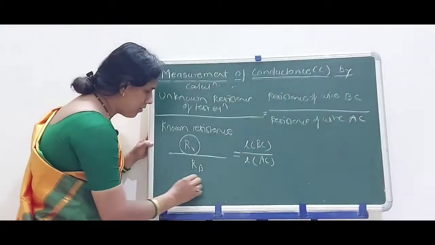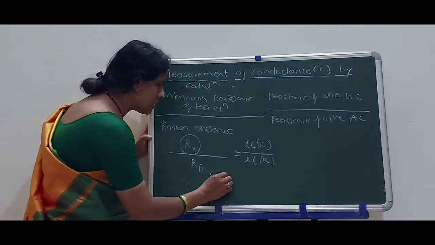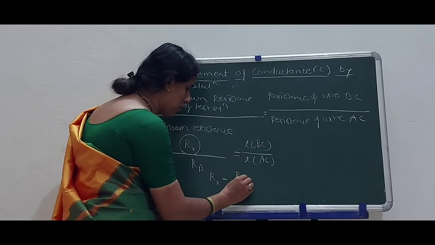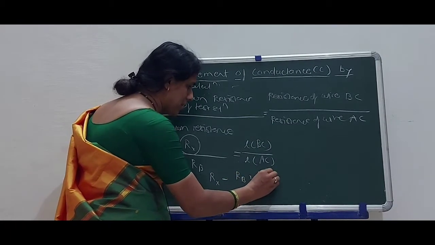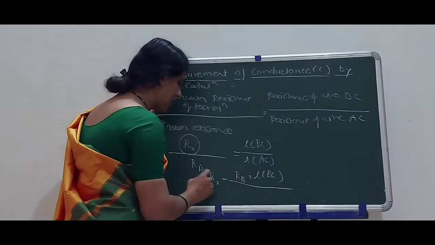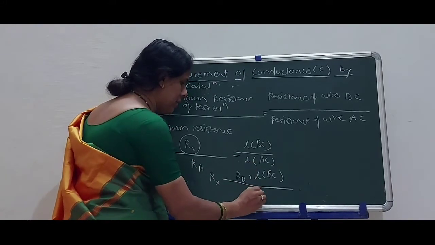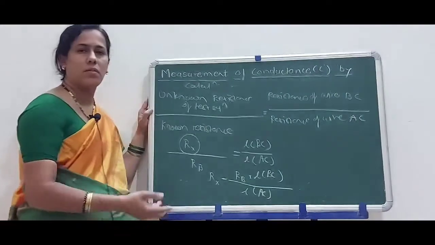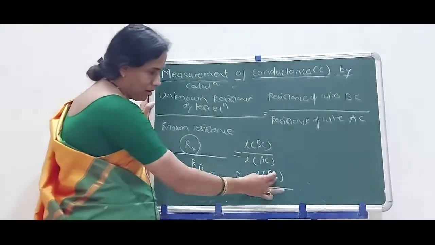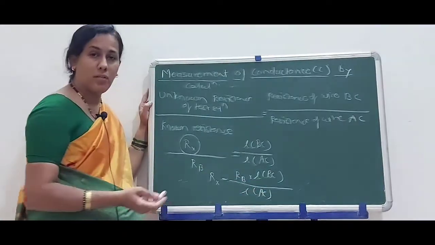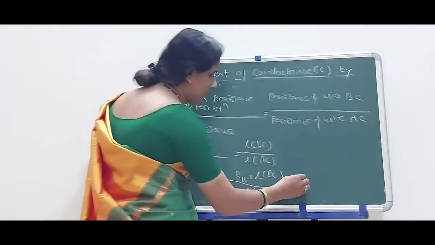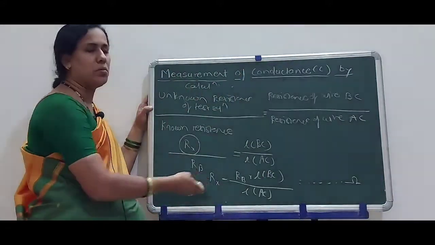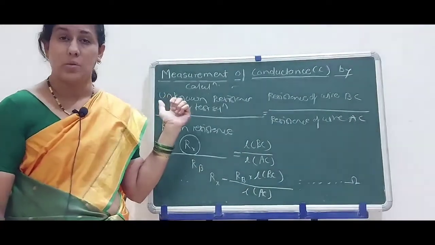factor. Therefore, by cross multiplication, Rx is equal to RB into length BC, divided by length AC. Already we know these two quantities from our Wheatstone's bridge experiment. RB we have already known, by taking the ratio of this, whatever may be the quantity, that is the unknown resistance of the test solution.